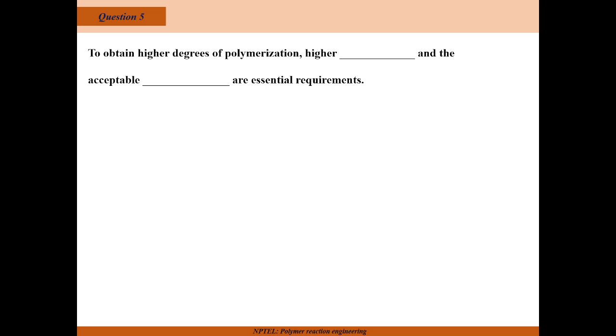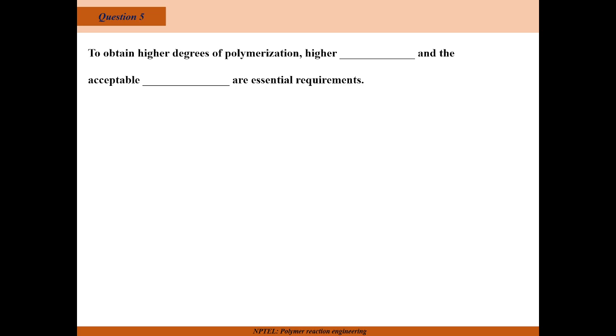To obtain high degrees of polymerization, higher dash and the acceptable dash are required. So to obtain a high degree of polymerization, something needs to be higher and the other should be in the acceptable range. So what are they?